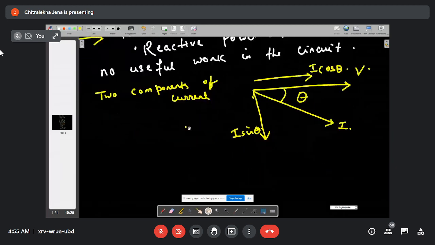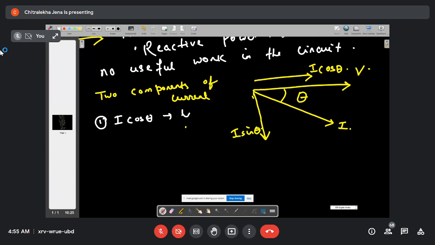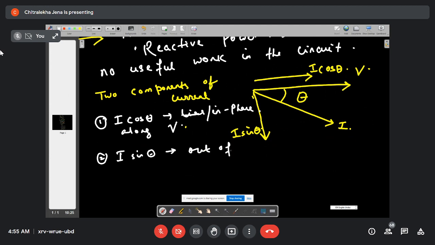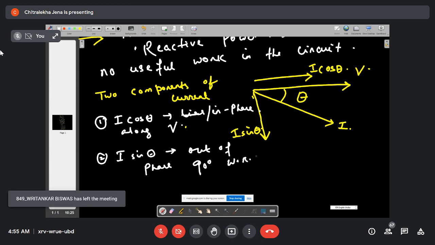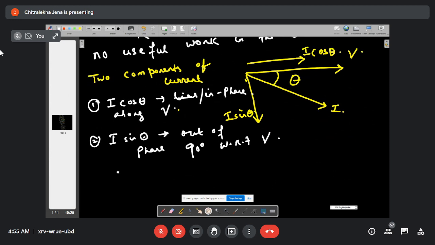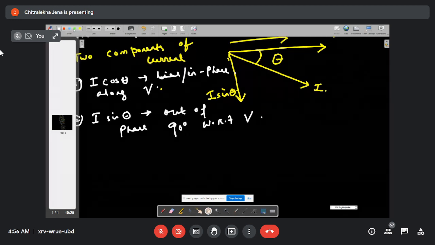Two components of current. The first component is I cos theta, which lies along V, or in phase with V. The second component is I sin theta, which is 90 degrees out of phase with respect to V.